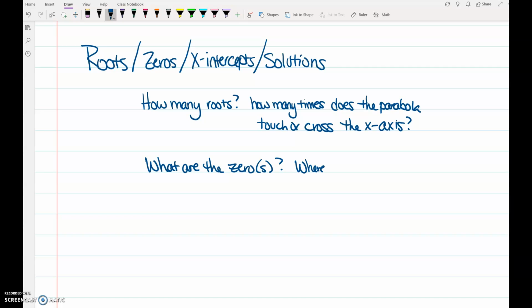So where does it touch or cross the x-axis? So give me the actual x value. Like if it crosses the x-axis at the point (2, 0), it has a zero at 2.